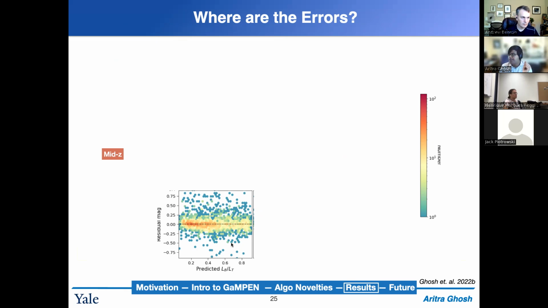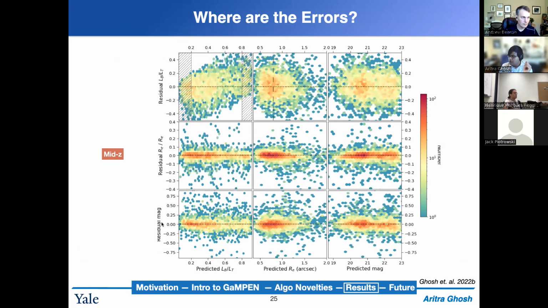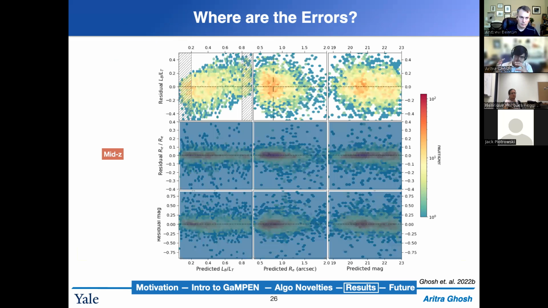Now, if I expand this to show all three parameters, you see that for both the radius and the magnitude, there are no very strong features. Mostly they're all centered around the line of equality. You do see some features for the bulge-to-total light ratio, which, if you remember from the plot before, was where we had more scatter compared to the other parameters. There are a couple of things to discuss here.